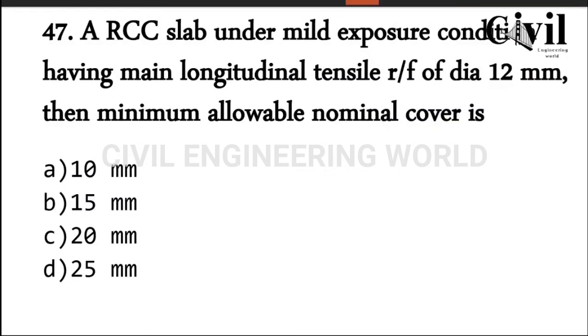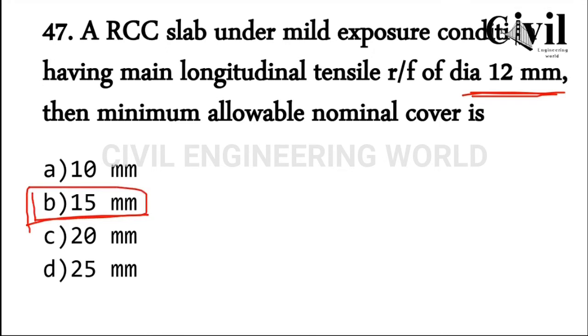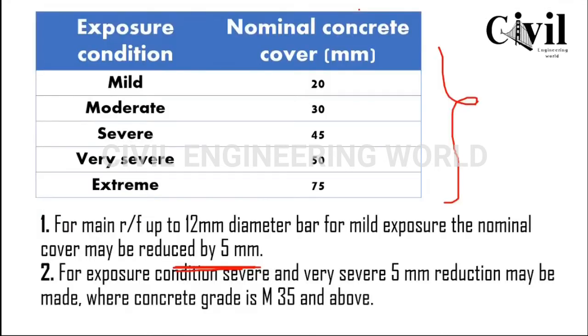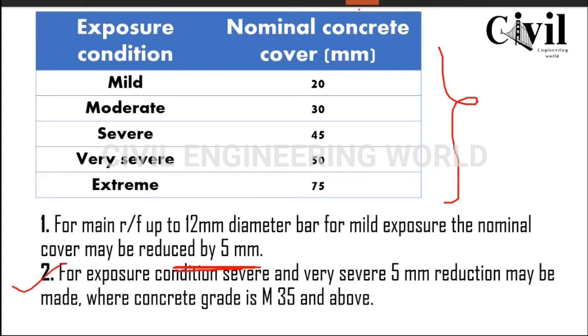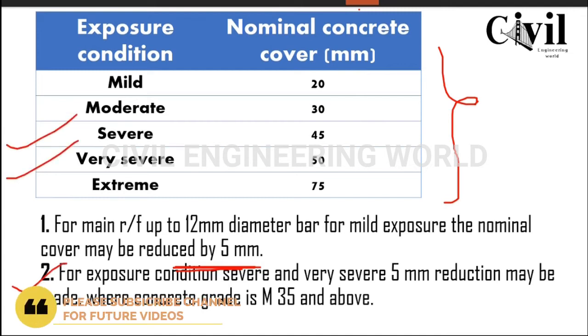Okay, so for 12 diameter, we have selected 15 mm, right? Okay. So let's move to the next one, which is 48. For the next one, we have another condition for exposure conditions. If it is of concrete M35 for very severe, we have to reduce it by 5.